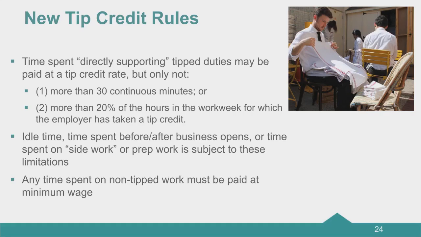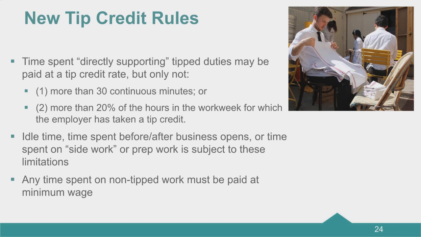So under the tip credit rules, they have said that number 2, which is the directly supporting duties, can still be paid at that tip credit with the following limitations. It cannot take more than 30 continuous minutes. So think of rolling silverware or cleaning tables or pre-shift meetings or things like that. You can do that and still take the tip credit, but you cannot do it for more than 30 continuous minutes.